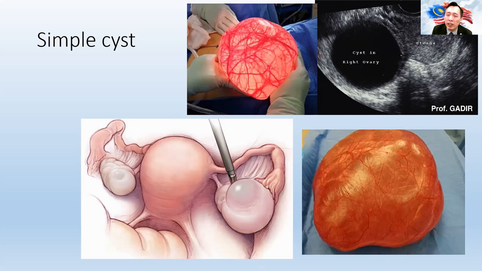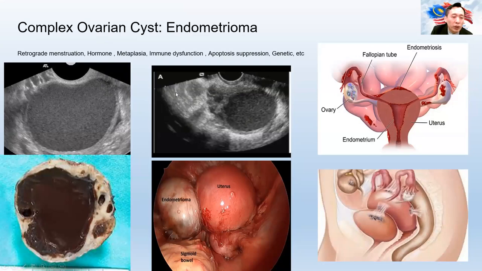So complex ovarian cyst, such as endometrioma, is due to retrograde menstruation, hormonal stimulation, metaplasia, immune dysfunction, apoptosis suppression, or genetic factors. That means there's a backflow of the menstrual blood with the endometrial cells back into the peritoneum. These endometrial cells implant on the uterus, on the bowel, on the ovary. When they invade the ovary and menstruation starts, the ovary starts to bleed, creating a chocolate cyst or endometrioma. Normally it causes pain, menorrhagia, and infertility.